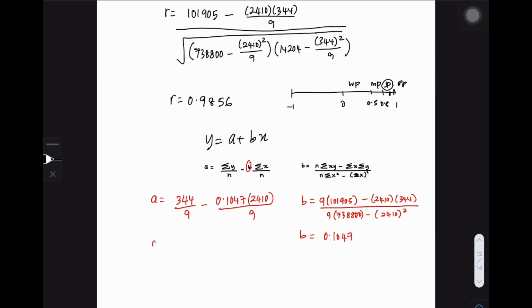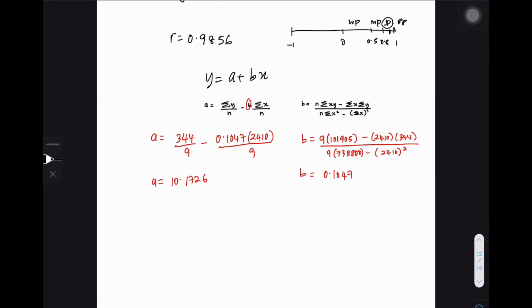Okay, so you will get the value of a is equal to 10.1726. So apa dia equation of regression, linear regression equation will be y equal to 10.1726. Masukkan saja nilai a plus dengan nilai b 0.1047x. So inilah dia kita punya the linear regression equation. Okay, senang sahaja, hanya menggunakan formula.